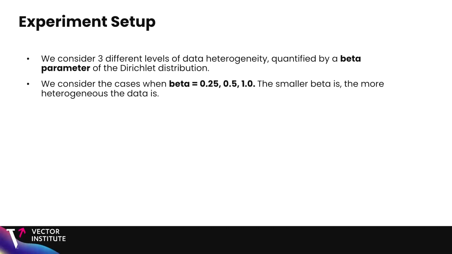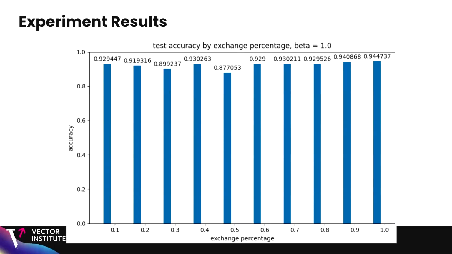And we considered 3 different levels of heterogeneity, but you just have to realize that the smaller beta is, the more heterogeneous the data is. How that is done is some technical detail, which you don't have to worry about here. Okay, so given that setup, I'm going to show you some experiment results.